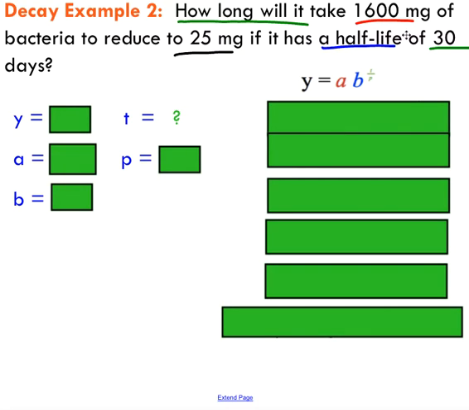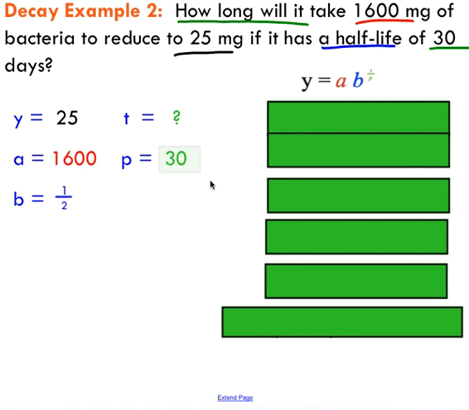How long does this whole thing take to happen? We've got an initial amount of 1600 milligrams. We want it to decrease to 25 milligrams. That's going to be our final amount. It has a half-life. Half-life will be our B value, and it takes 30 days for the half-life to go by. So that will be our P value. So you can see here we're solving for t.